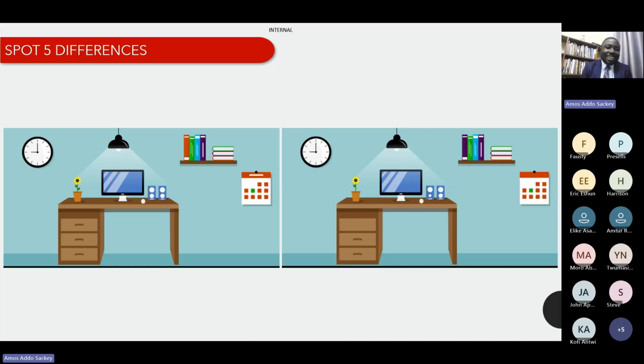As a start, let me just see how many of us can spot some differences between these two pictures. We use just 2 minutes to do that. And if you can see any difference, then you can raise your hand.